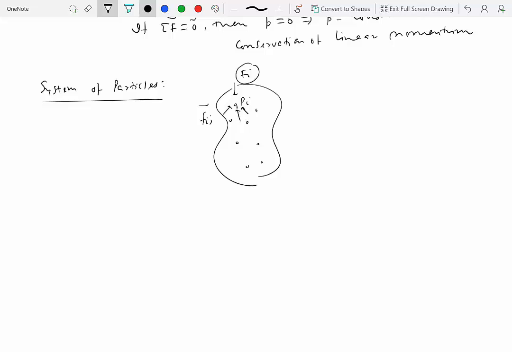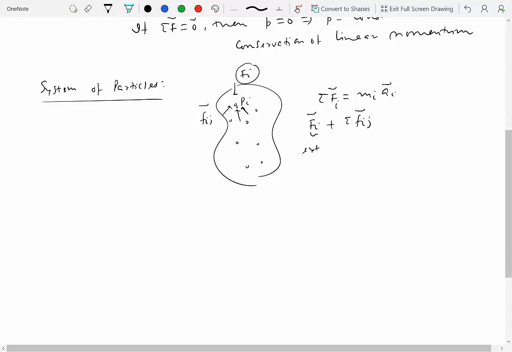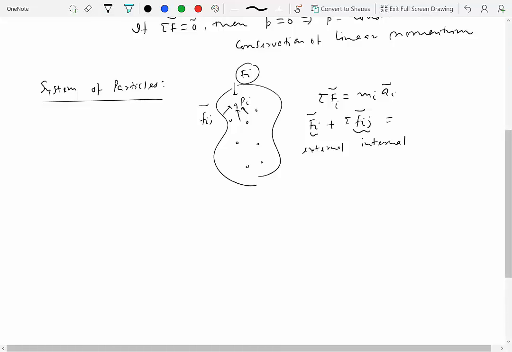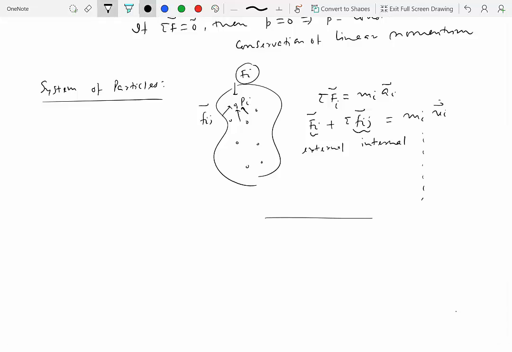We have seen that we can apply Newton's second law to individual particles. So sigma f on particle i is equal to mi times its acceleration, and sigma f on i itself is all the external forces, which are Fi, plus the sum of Fij. Those are internal forces. Since there is more than one particle, we have a summation here. The right hand side is mi times vi dot, the rate of change of velocity, which is nothing but acceleration. We can write this equation for all the particles and add them together.